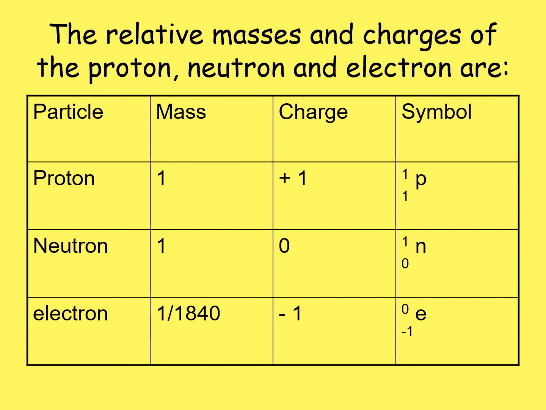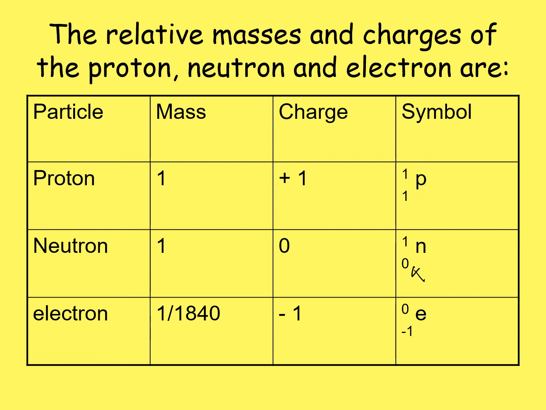So when we look at the neutron, its mass is relatively the same as a proton, however it has no charge, and its symbol is 1 over 0. It's 0 because there are no protons, therefore the atomic number is equal to 0. However, there is 1 neutron, and therefore its atomic mass is 1.